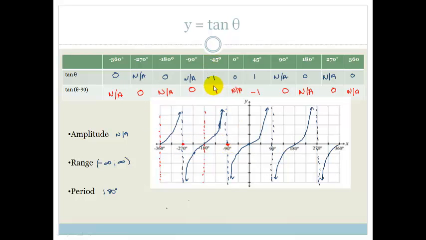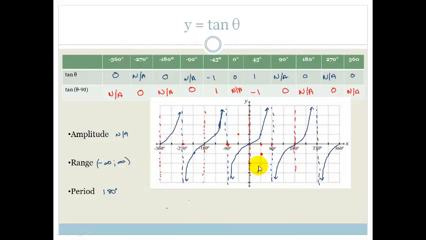At minus 45 we're now at 1. At 0 we have an asymptote. Okay. At 45, sorry, we're at minus 1. At 90, we're at 0. And at 180, we're at our next asymptote.